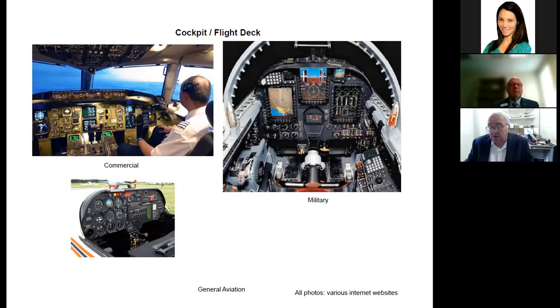In our avionics classes, we use the flight deck, or the cockpit systems, as the portal to look into all of the various systems in the aircraft. So this is a 757/767 Boeing flight deck. This is a simulated military system, and I just pulled some of these off the internet as examples. And then here's a general aviation helicopter.